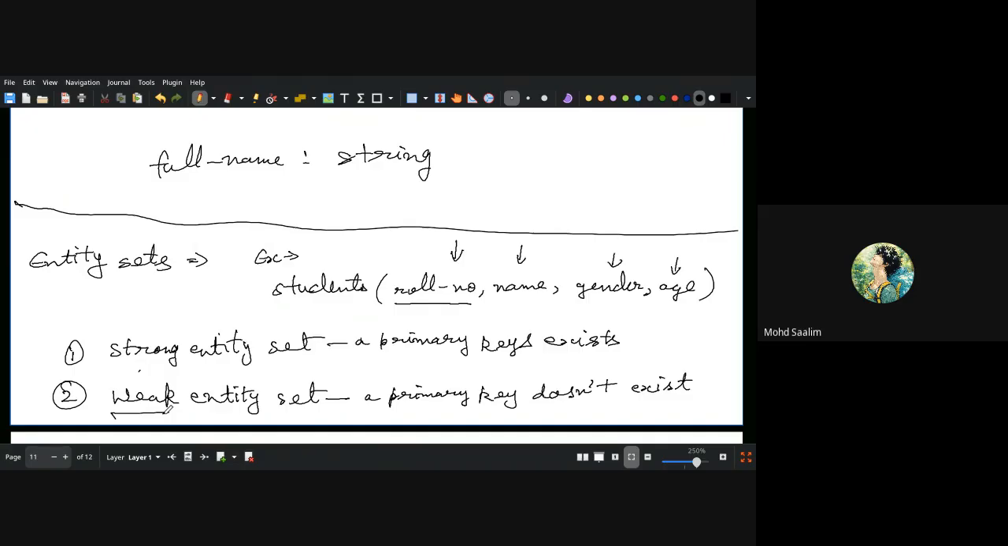Right. Do you understand what is a primary key properly? Yes, sir.